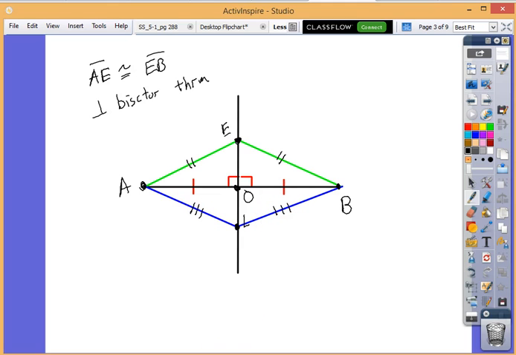Now, here's a question I've got for you. Is triangle AEB congruent to triangle ALB? And if so, tell me which of the 3 ways to prove, or which of the 5 ways to prove triangles are congruent that is. So somebody said side angle side. All right. So tell me which sides and which angles are congruent.